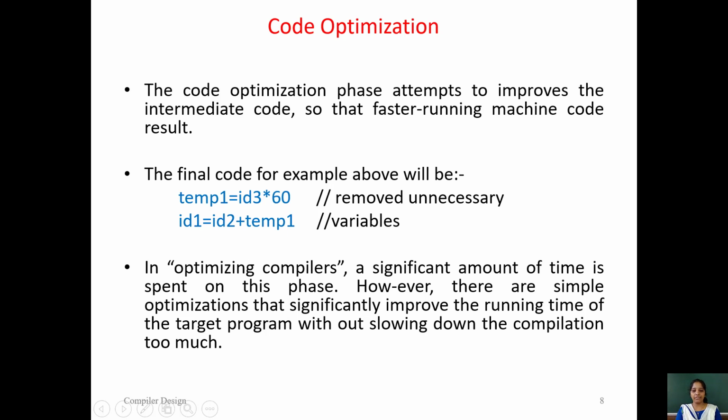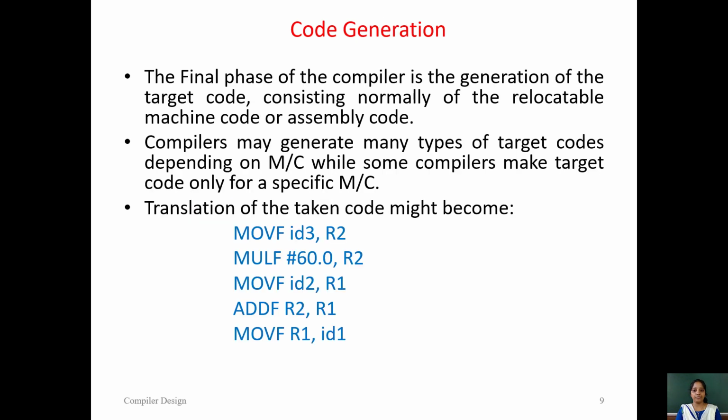In optimizing compilers, a significant amount of time is spent on this phase. There are simple optimizations that significantly improve the running time of the target program without slowing down the compilation too much. Next, code generation. The final phase of the compiler is generation of the target code. The compiler may generate many types of target code depending on the machines, while some compilers make target code only for a specific machine. So here it is translated into assembly language. This is an example of the assembly language code of the given example.